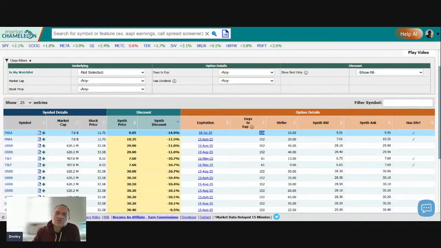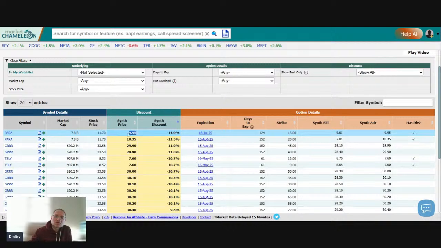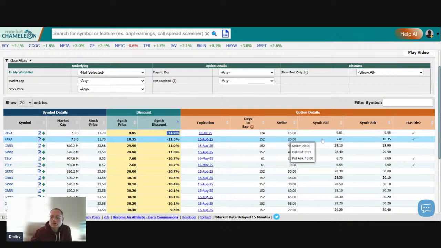So here we see that our theoretical model says if it wasn't hard to borrow, then we should see the put call parity match up with the stock price, but it doesn't. It's at a discount, 15%. So that's quickly using a model just to point that out. We can see what the discount is, and it's wide.